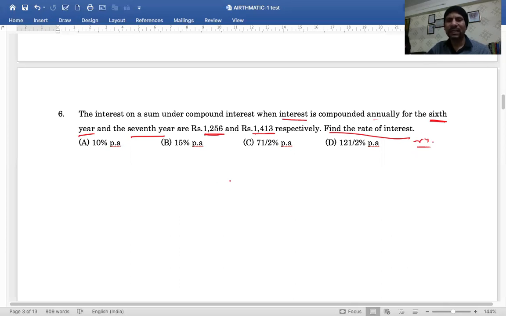For example, at the end of 5 years, the principal is P. At the end of 6 years, the principal becomes 1256 plus P, because this is the interest, and the interest will be added, compounded into the principal to make the principal for the next year. So now this is the principal for the 7th year, and on this principal the interest should be 1256, but the total interest is 1413. So 157 rupees should be the interest on this 1256.